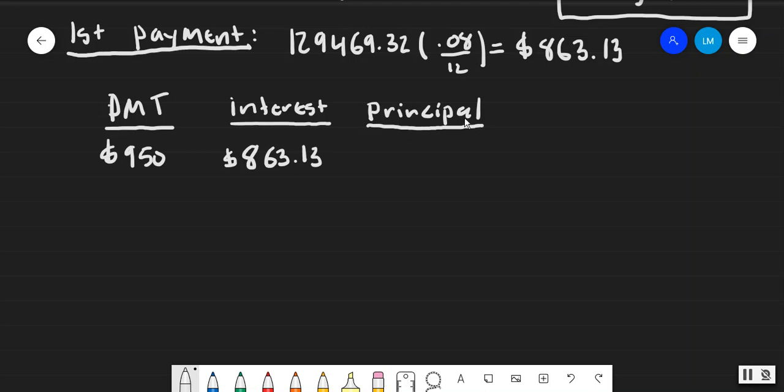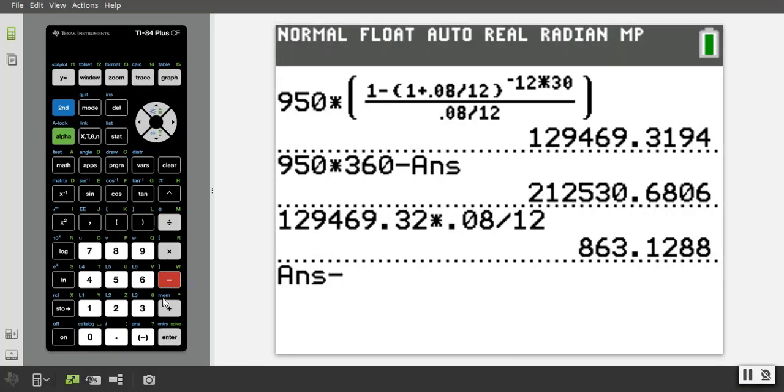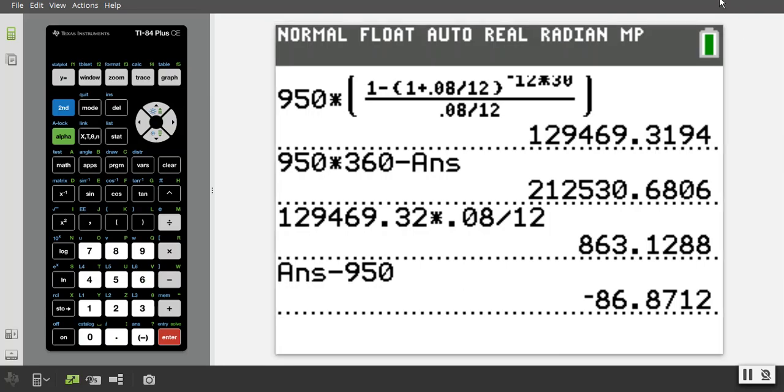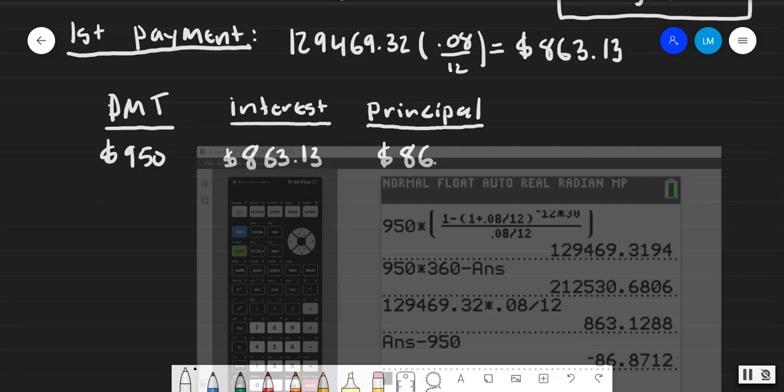Okay, so we can actually just do that by taking this amount and subtracting from 950. So that's 86.87. That's towards the principal. So we have 86, not 87, but 86.67. Yeah, or 87. 87.